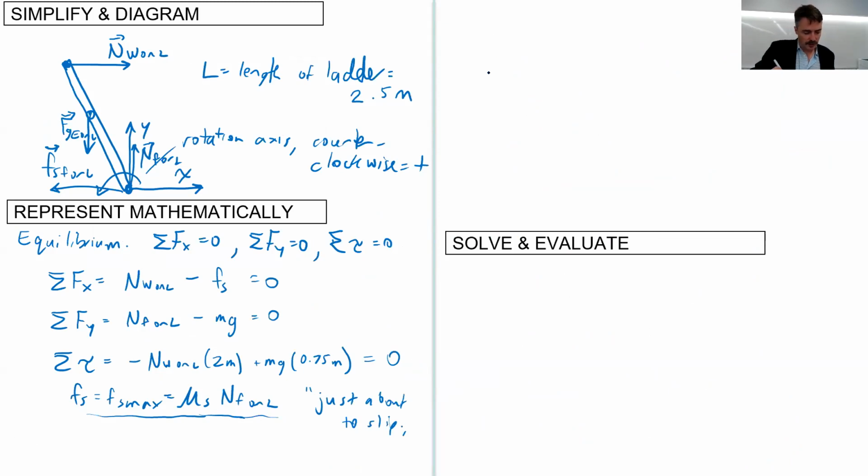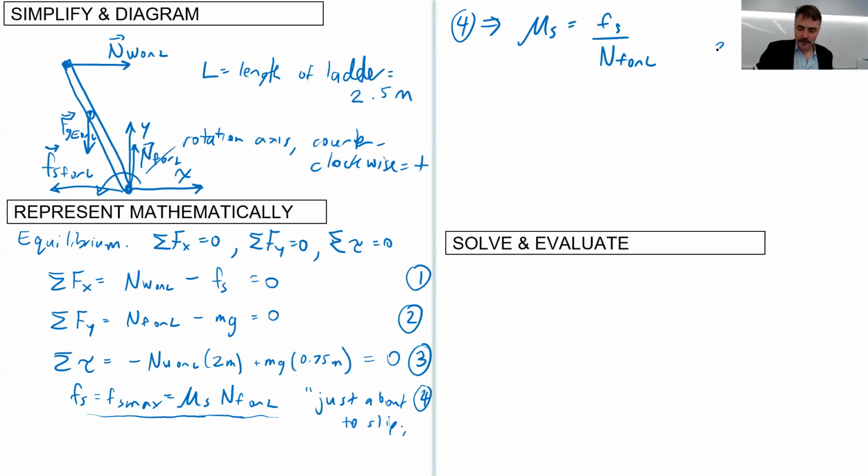So what we've got here, if we want to label these equations, we can call the x one, we'll call that 1. The y one we'll call 2. The torque one we'll call 3. And then this Fs equals Fs max is mu s times the normal force. We're going to call that 4, equation 4. So equation 4 is telling us that mu sub s is equal to F sub s divided by the normal force of the floor on L.